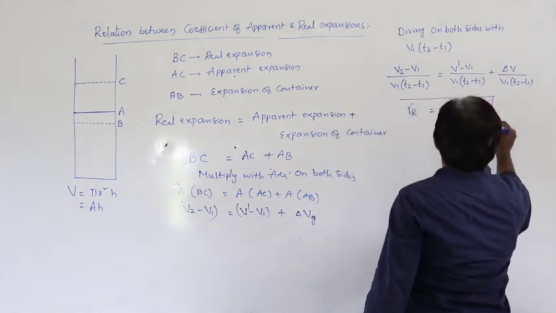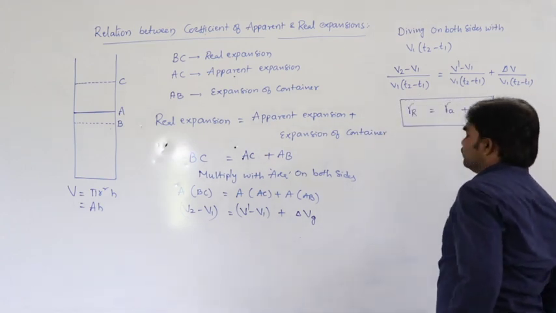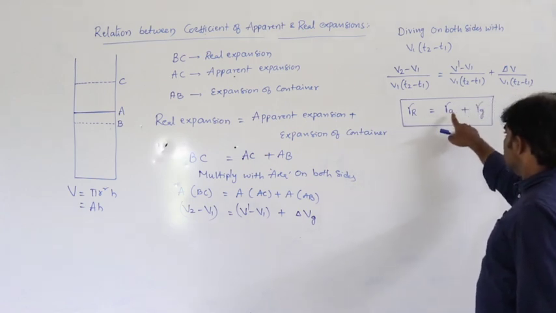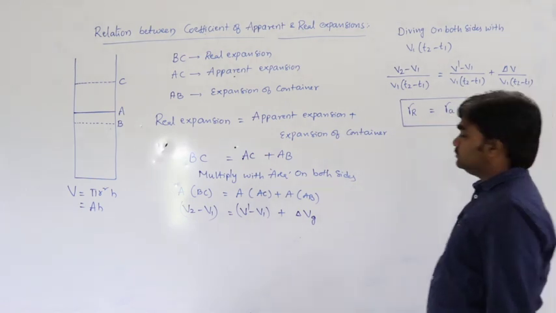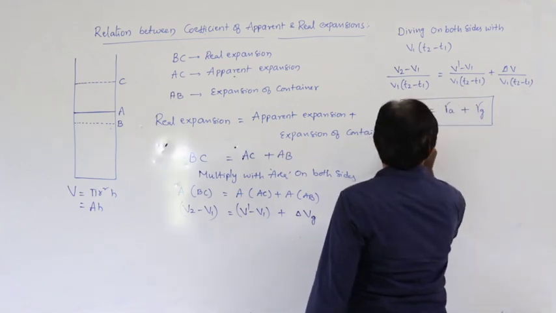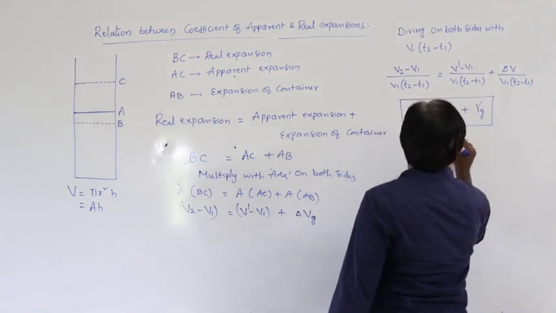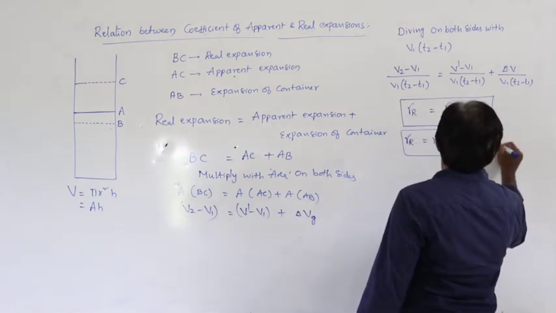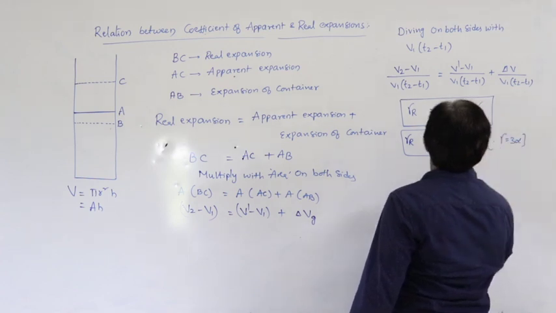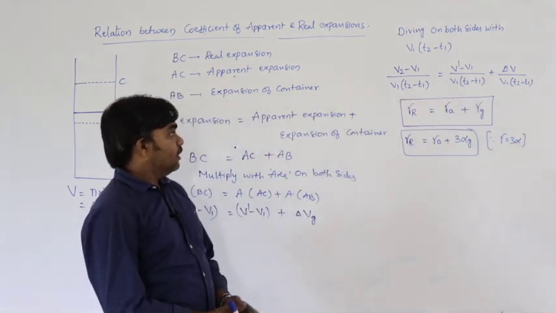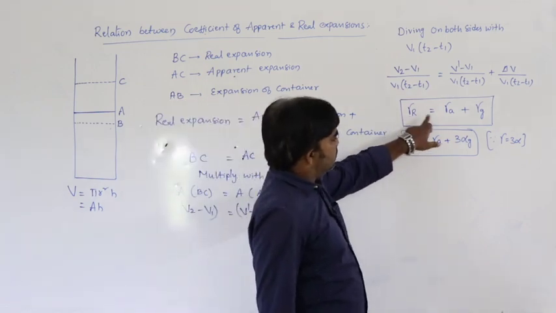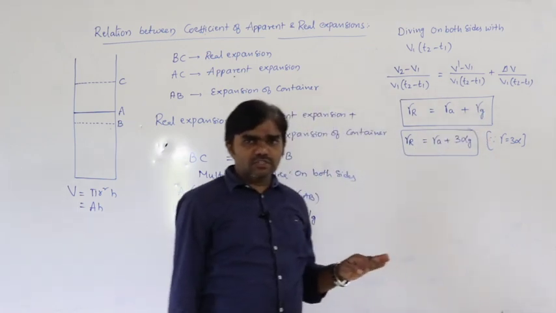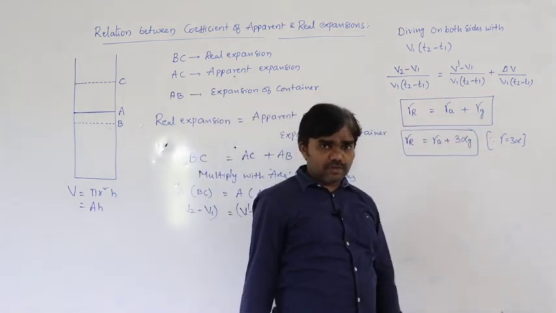So this is the relation between quotient of real expansion and apparent expansion. Gamma R is equal to gamma A plus gamma G. So here we can write gamma R is equal to gamma A plus 3 alpha G, since we know gamma is equal to 3 alpha. Of course, this is gamma R, it is gamma A and it is gamma G. All three are volume expansions only.